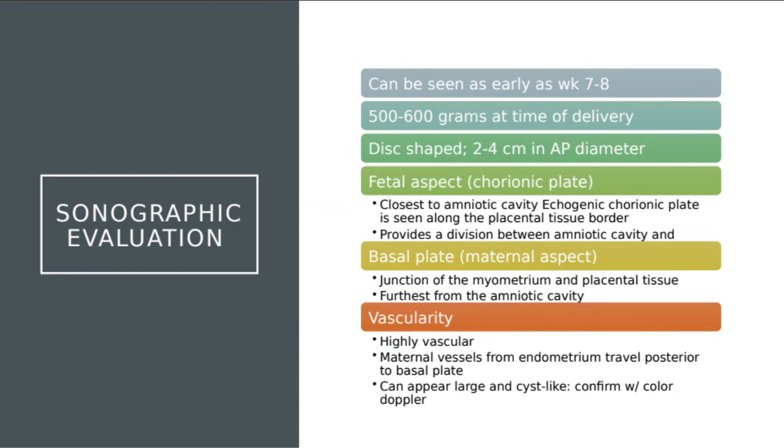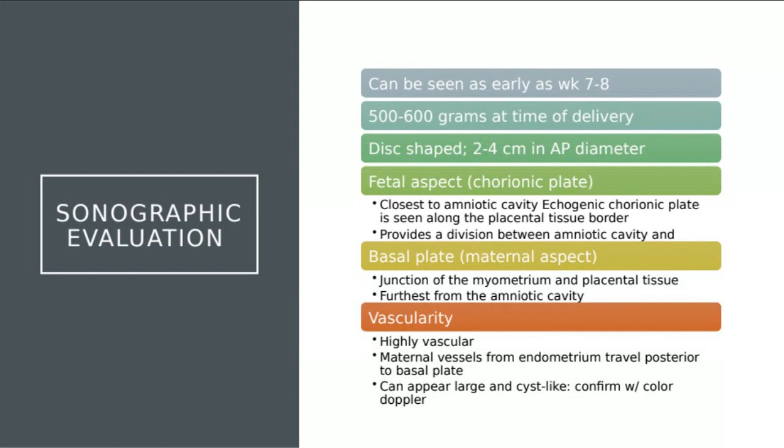It's going to be about 500 to 600 grams at the time of the average delivery. Typically, it's going to be disc shaped, so kind of like a frisbee. It's going to be 2 to 4 centimeters in AP diameter, so it's pretty thin for the most part. And then, like we said, we have the fetal aspect and the maternal aspect.